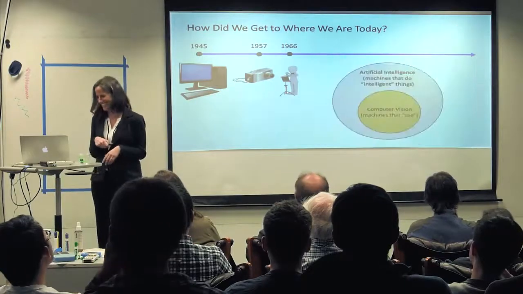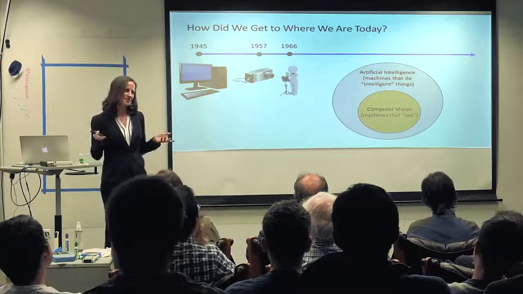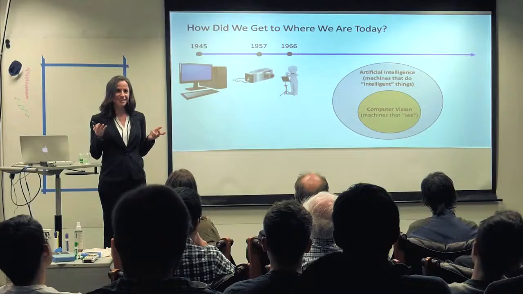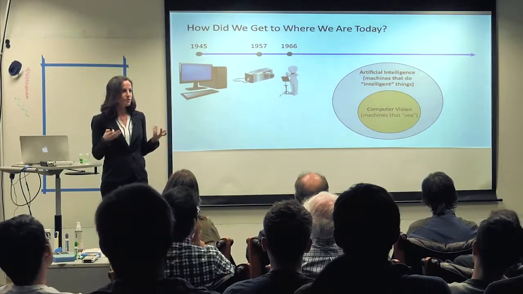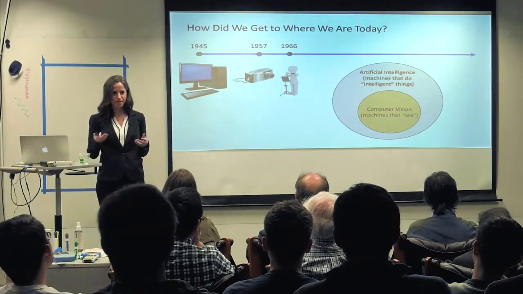Here I am today. So in the scheme of, I believe there's a lot of people here doing artificial intelligence, thinking about how do we make machines that do intelligent things in different ways. Computer vision sits as a subset, thinking about machines that see.